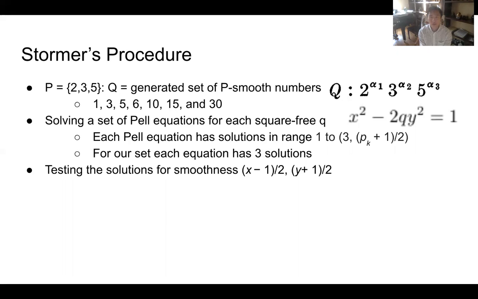More generally, for every choice of prime number sets, there are only finitely many pairs of consecutive p-smooth numbers. Störmer gives a method for finding them all by solving a series of Pell equations generated from the set of p-smooth numbers, and then we test the solutions for smoothness.